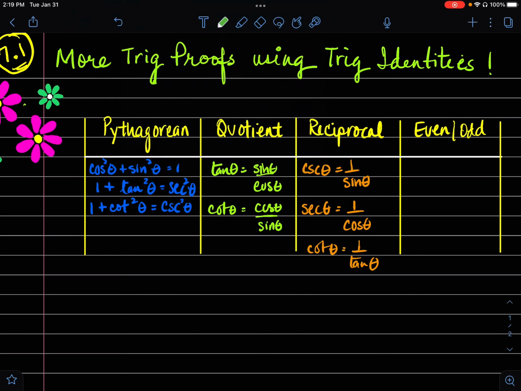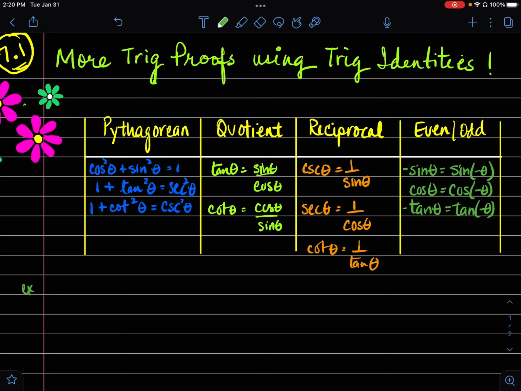Then come the even-odd identities. Negative of sine theta is the same as sine of negative theta. That's the odd identity. Cosine theta is an even identity, so the negative theta dissolves. And we covered these in class. The tangent is also an odd identity, which means tangent of negative theta will equal negative of tangent theta.